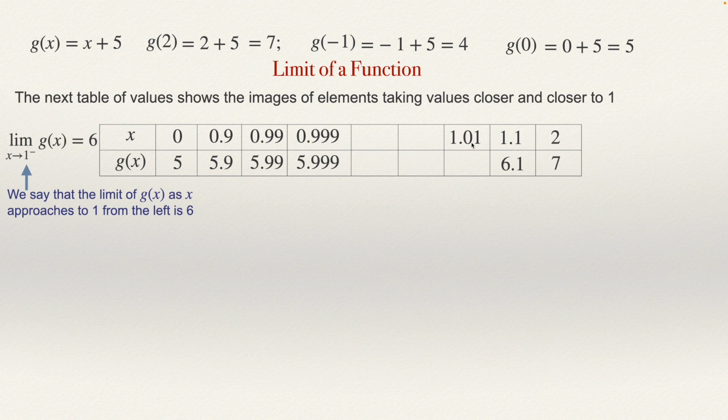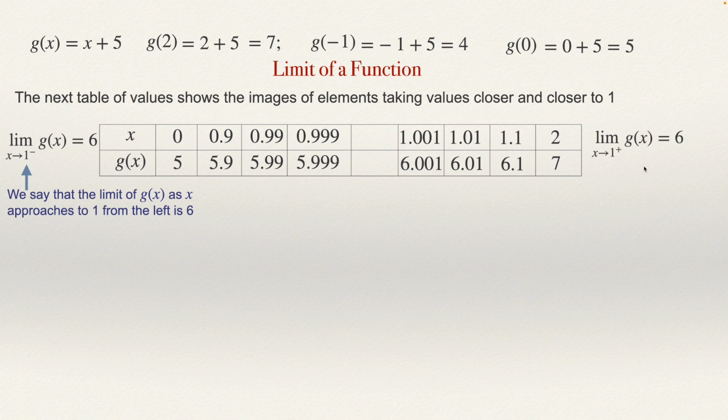And if we have 1.01, it will be 1.01 plus 5. This will be 6.01, closer to 6. So again, when we are getting closer to number 1 from the right, the value of the function, the value of the image of x, is getting closer to number 6. So we say then that the limit of g(x) as x approaches 1 from the right is also 6.